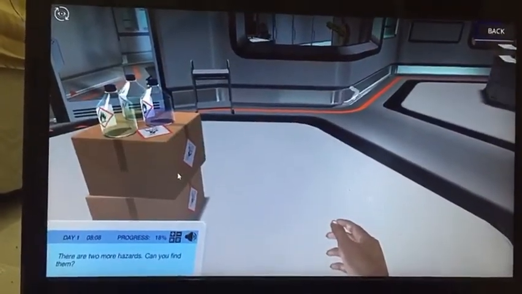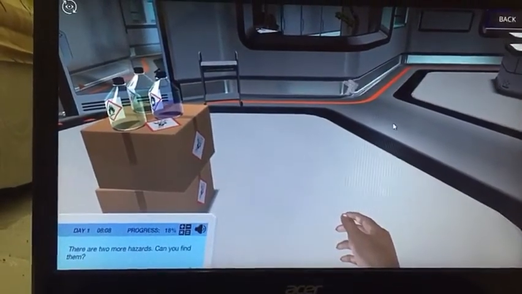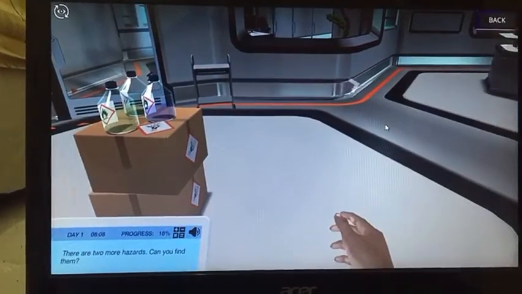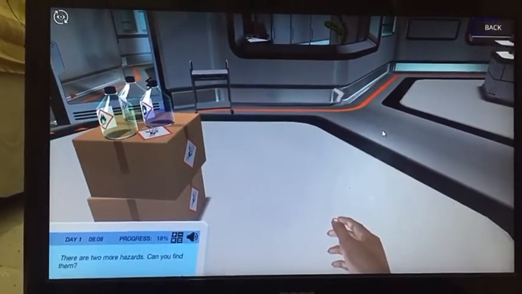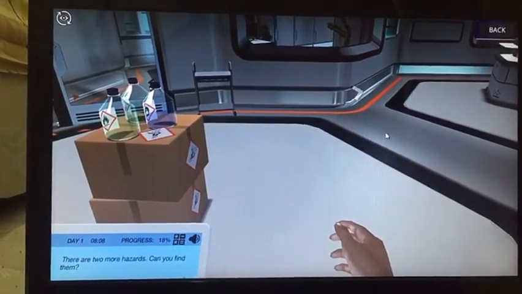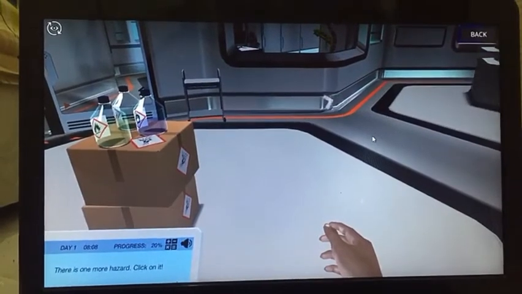For sure, chemicals need to be stored in designated cupboards and not just placed on the floor. This is especially important for reactive chemicals. Flammable liquids need to be stored in fireproof cabinets. There is one more hazard. Click on it.